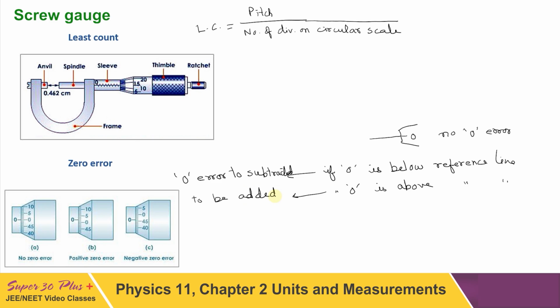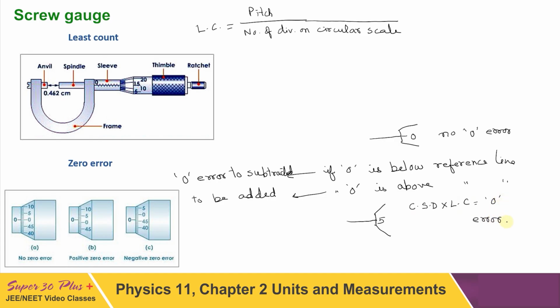But we have to write the exact value of zero error. For this we have to see which value is exactly, of course 0 is not coinciding, but which value is coinciding exactly with the reference line. So this value on the circular scale, the circular scale division when both the studs are closed, into the least count would give you the value of zero error.